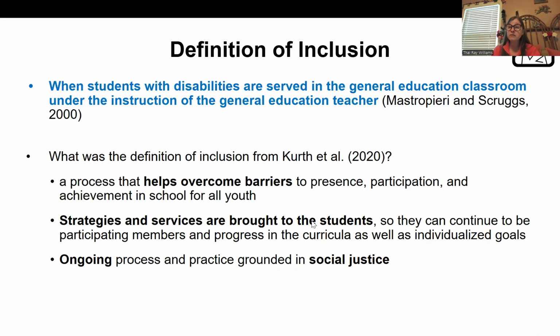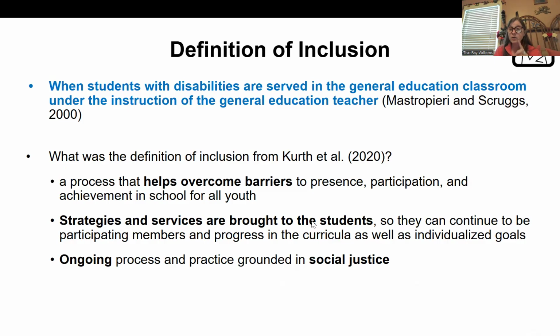All right, let's start with the definitions of inclusion. And I said definitions because there are many definitions of inclusion. If you dig into it, you'll find a number of definitions. And one of the things that I have noticed is that most often people's definition of inclusion is directly related to their personal and professional philosophies of inclusion. So there's a direct correlation between those two in my experience. So we're going to look today at two very different definitions of inclusion.